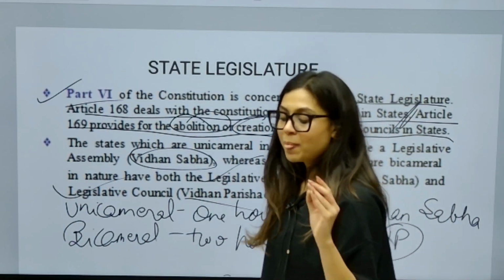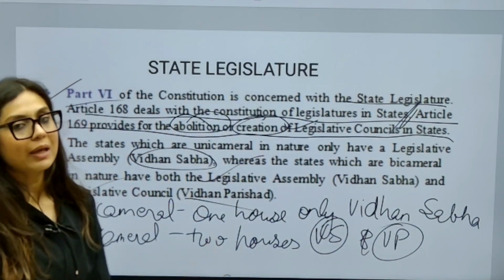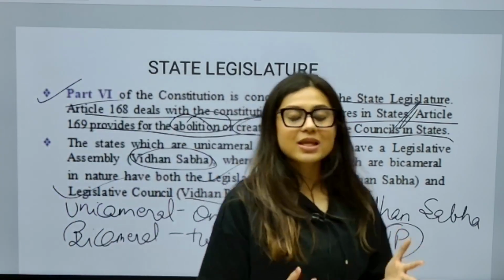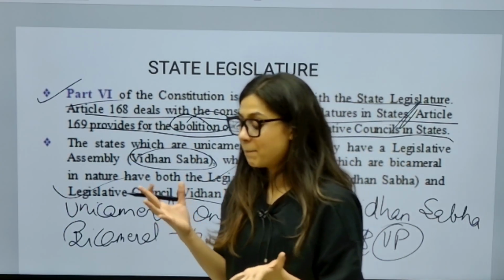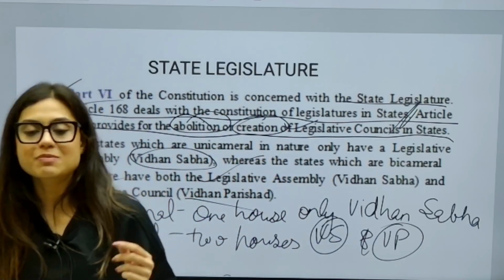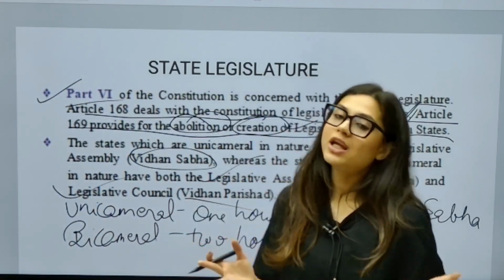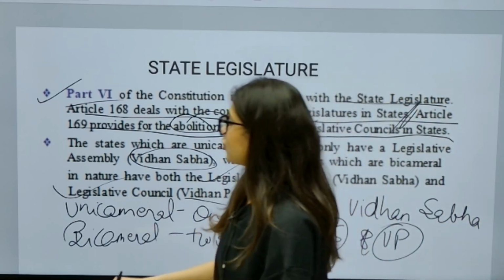Usually in India, big states have bicameral legislature, because big states have more money, and having two legislatures is a little bit expensive for the states. Smaller states cannot afford it. That's why they stick only to one legislature.